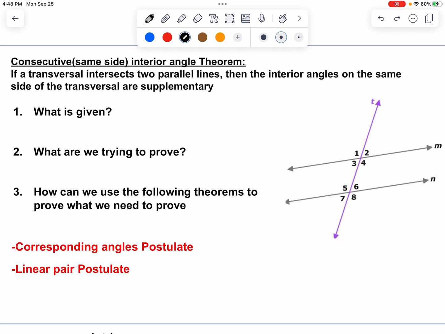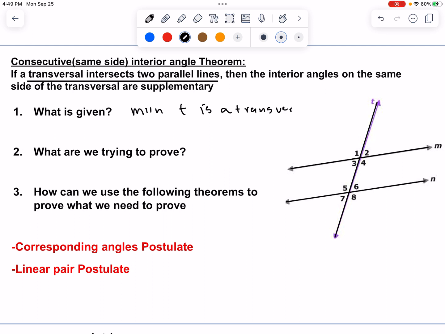Okay, the given comes after the if. So the two things that are after the if are those things. Now let's apply it to the picture. Which ones are the parallel lines? Well, that's M and N. M and N never touch. So I know that M is parallel to N. And T, a transversal, is just a line that intersects two other lines. So what we know is that M is parallel to N and T is a transversal.